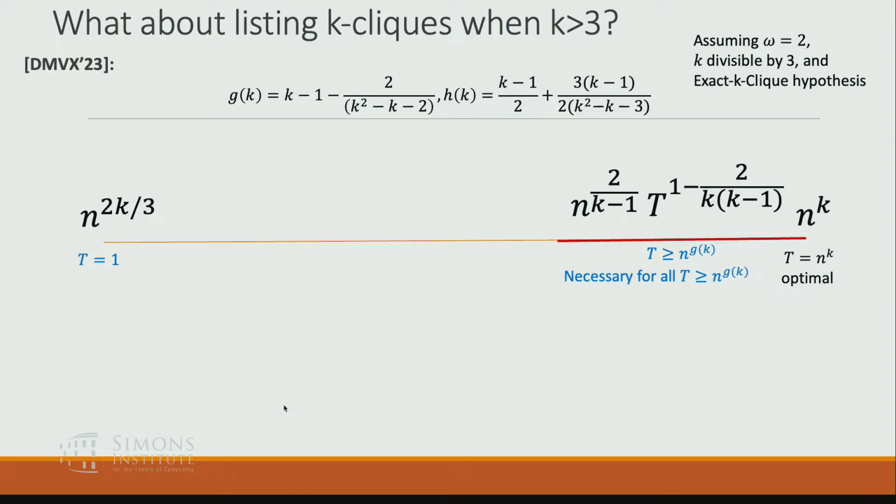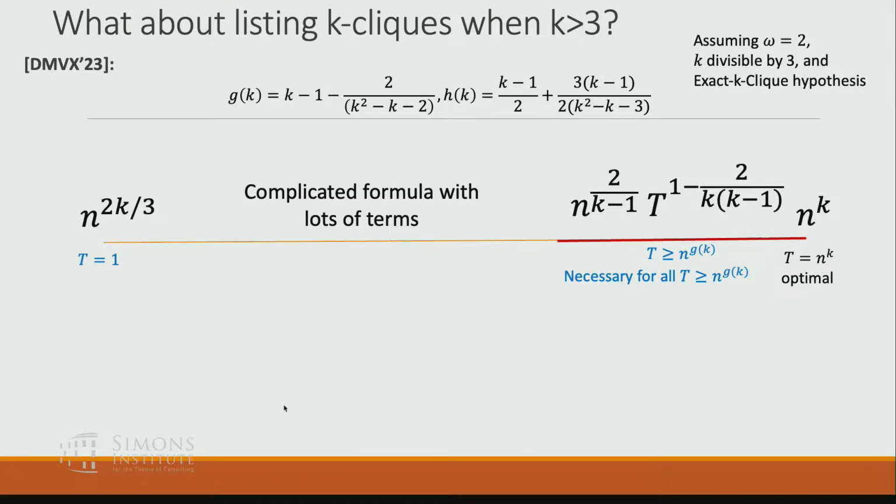The upper bound assumes omega is 2, and the lower bound assumes the exact k-clique hypothesis, which is a natural generalization of the exact triangle hypothesis. This says that in a given weighted graph, finding a k-clique whose edge weights sum up to 0 requires roughly n to the k time. And assuming this, we can show that at least in the tail, there are matching upper and lower bounds. In the middle, we don't have matching upper and lower bounds yet.